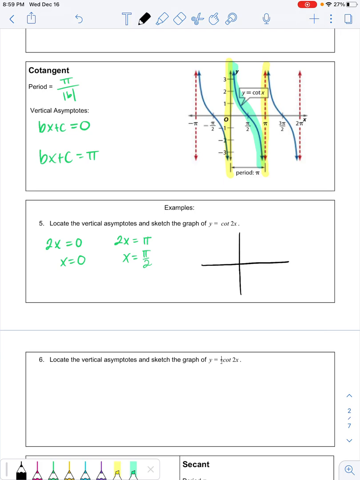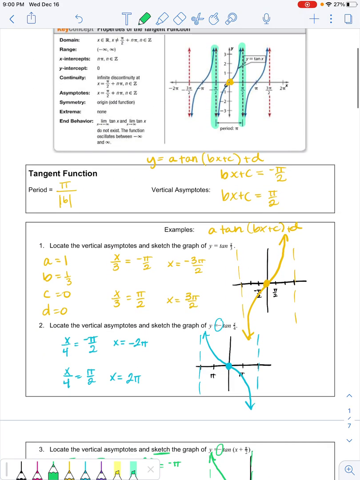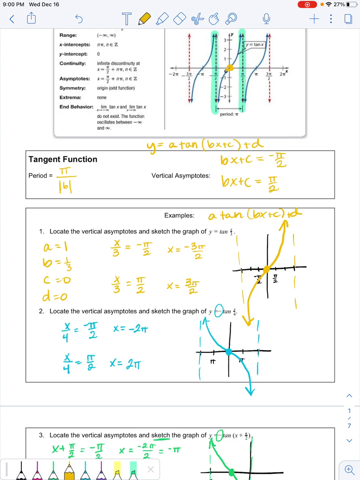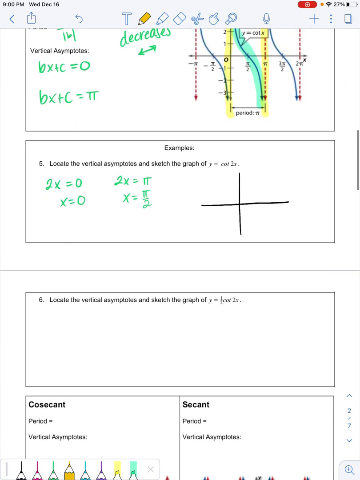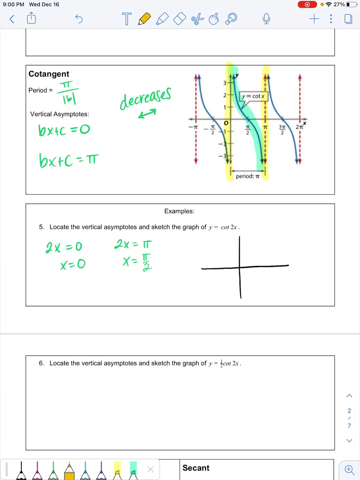Now, graphing the cotangent is going to be very similar to the tangent. What you need to remember about the cotangent is that it is a decreasing function from left to right. Maybe I'll go back to my tangents there and make that note. This is an increasing function. Cotangent is a decreasing function.